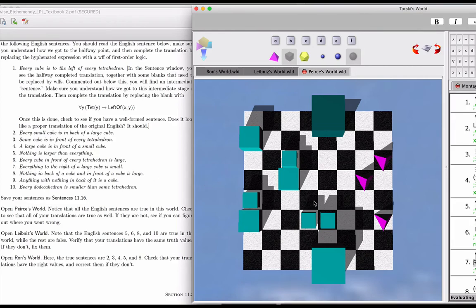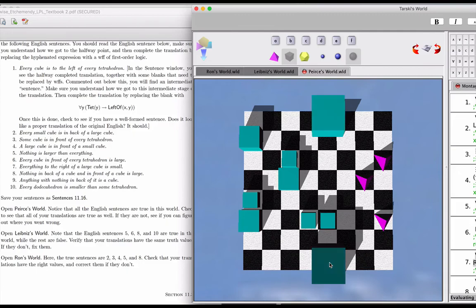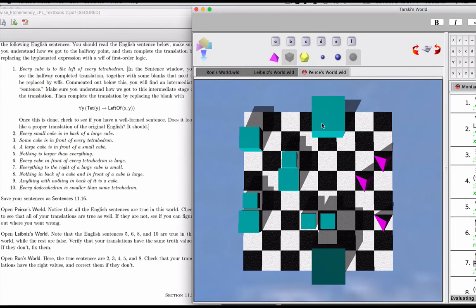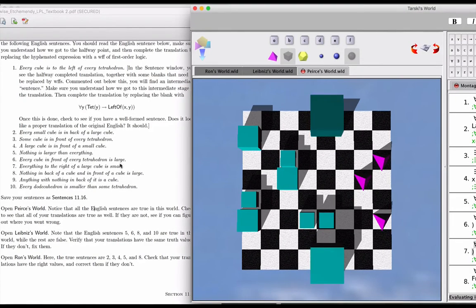But now, is it the case that there is anything large that is in front of a cube or in back of a cube? Well, this cube is front of this cube, and this cube is large. This cube is back of this cube, and it's large. So how is the sentence true? It would seem that if the antecedent is false, then the sentence is going to come out true.